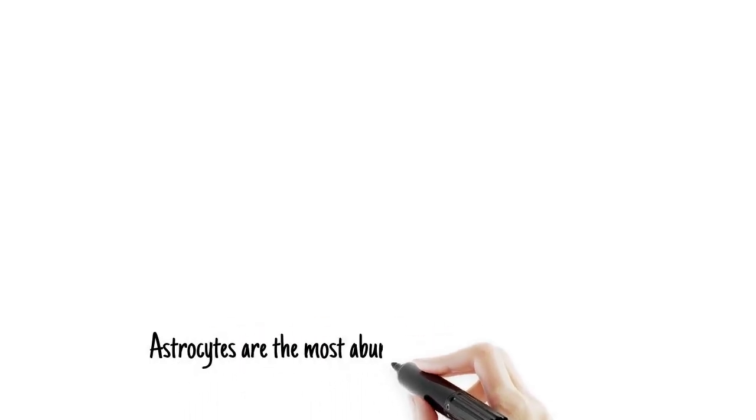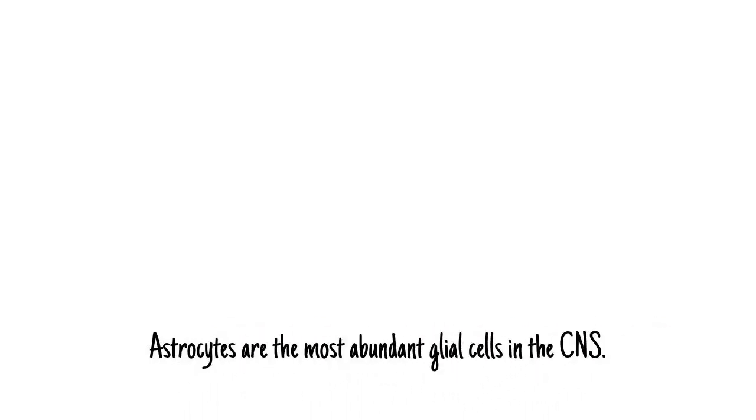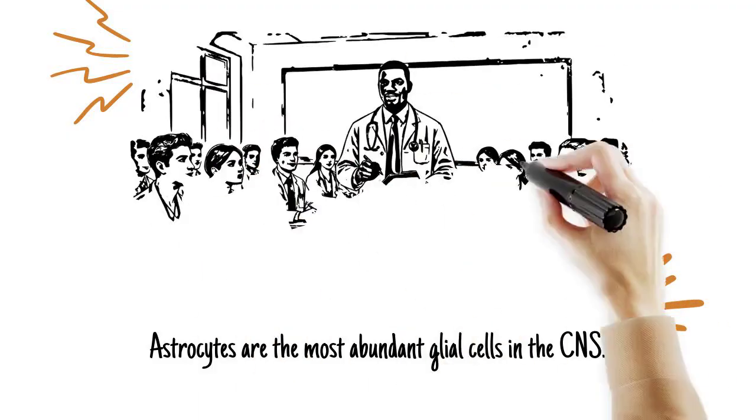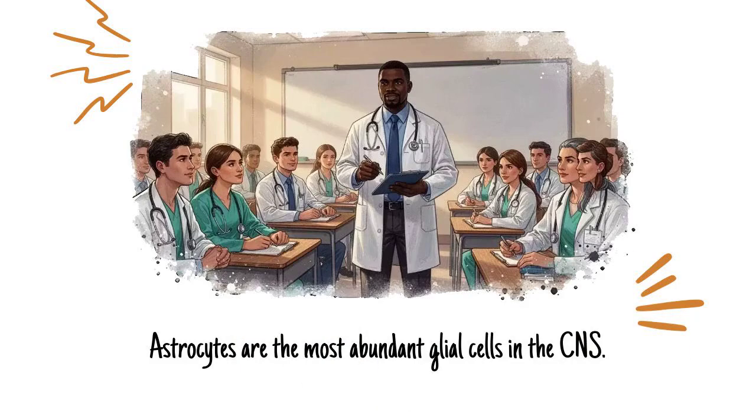Astrocytes are the most abundant glial cell type in the central nervous system, and they perform a remarkable breadth of functions. Their cell bodies emit numerous processes that radiate outward to surround blood vessels, envelop synapses, and fill the spaces between neurons throughout the brain and spinal cord.